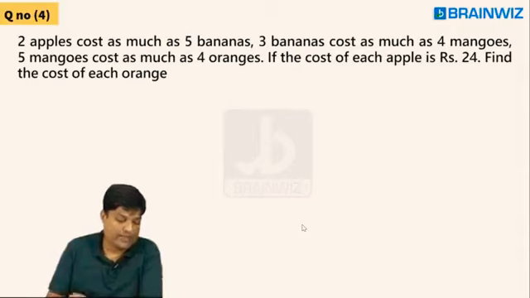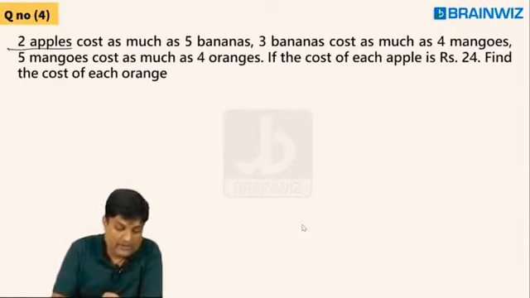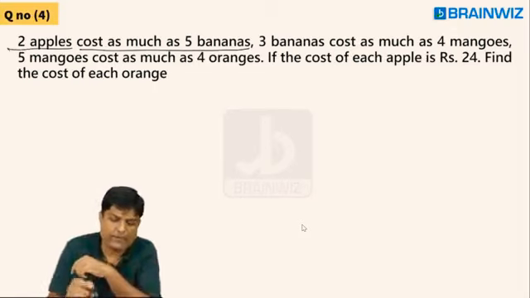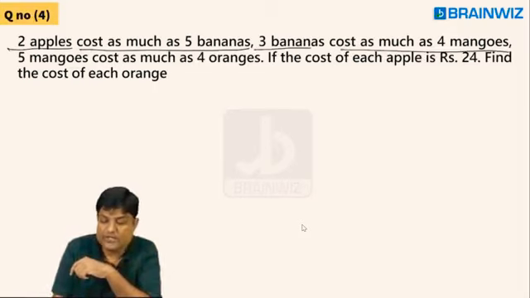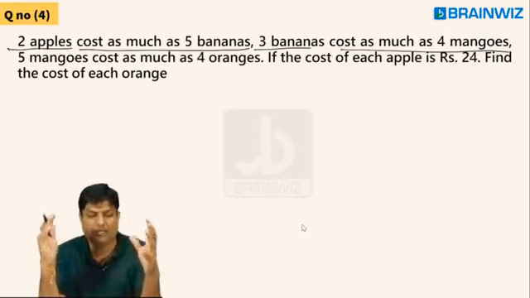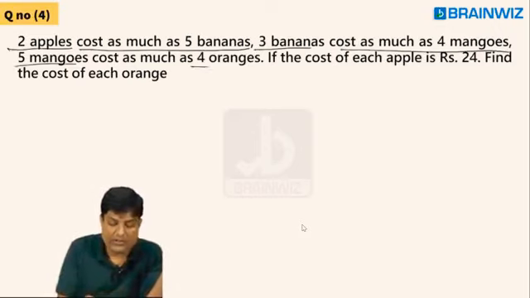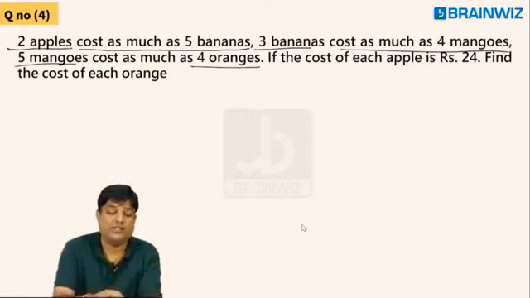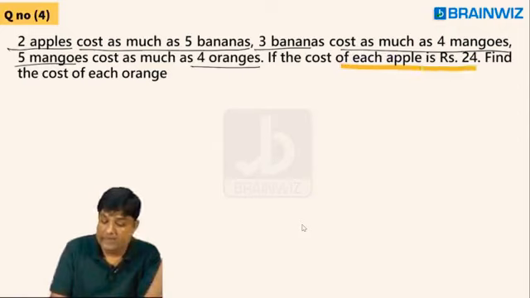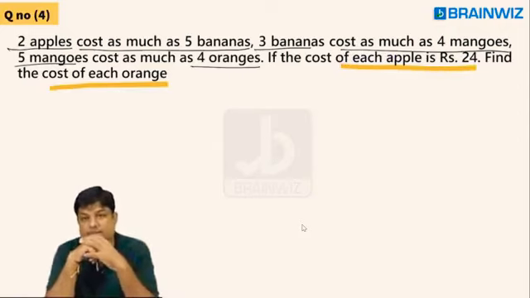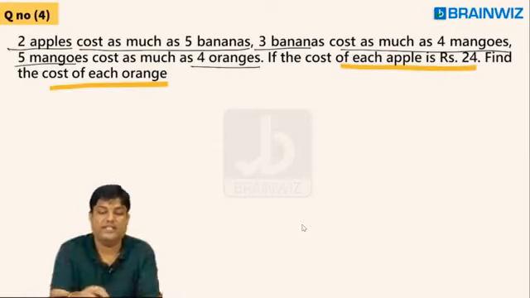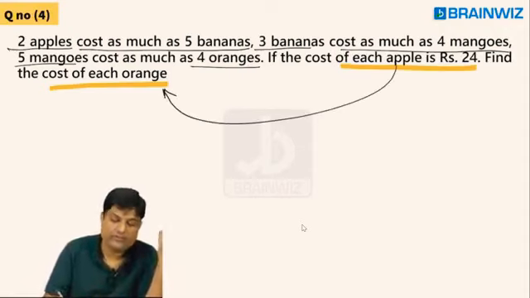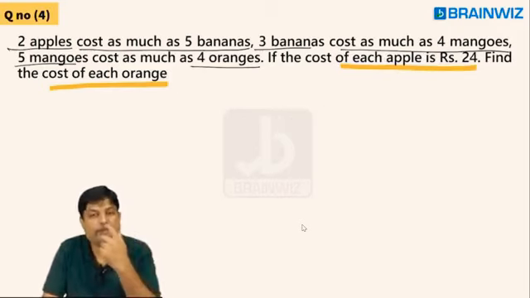He told you 2 apples cost as much as 5 bananas. Here he gave the relationship between apples and bananas. 3 bananas cost as much as 4 mangoes. That is the banana-mango relationship. 5 mangoes cost as much as 4 oranges. That is the mango-orange relationship. And he asked, if each apple is 24, tell me each orange is how much? Each apple is 24. What is each orange? So he's asking the relationship between apple and orange. Following, everybody? Questions like this will come to you.